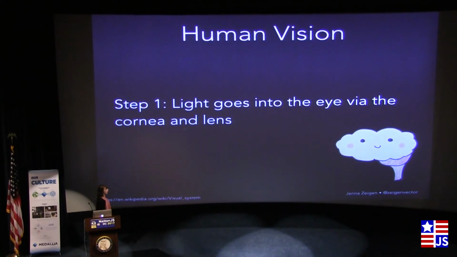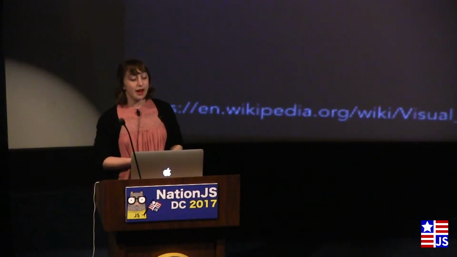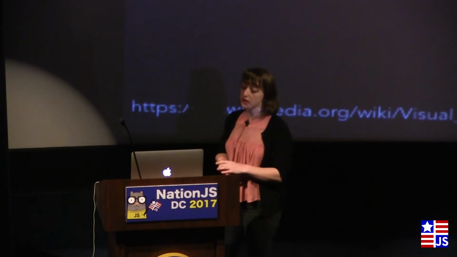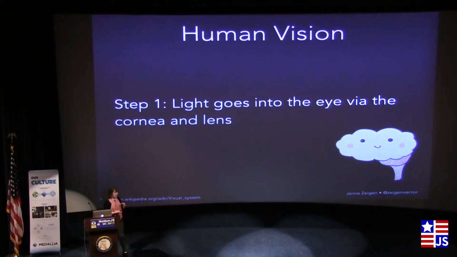The first thing that's going to happen is visible light is going to be reflected off of objects in the environment and reflected onto our retina with the help of the cornea and the lens and other clear things within our eyes. And then the image is going to end up getting projected onto the retina upside down and backwards.